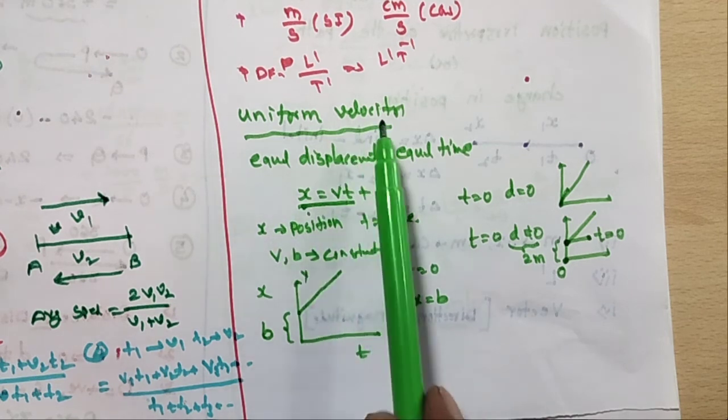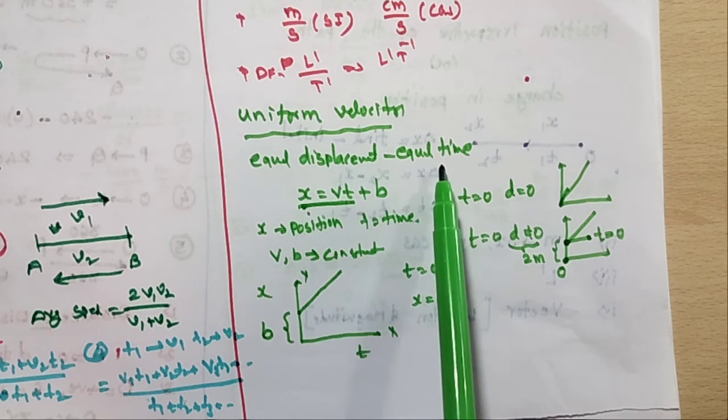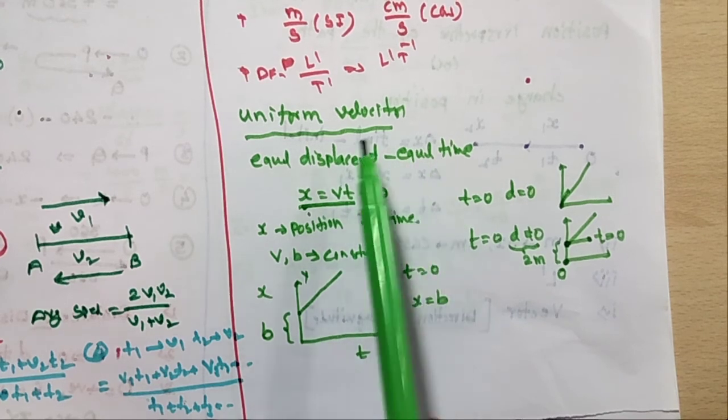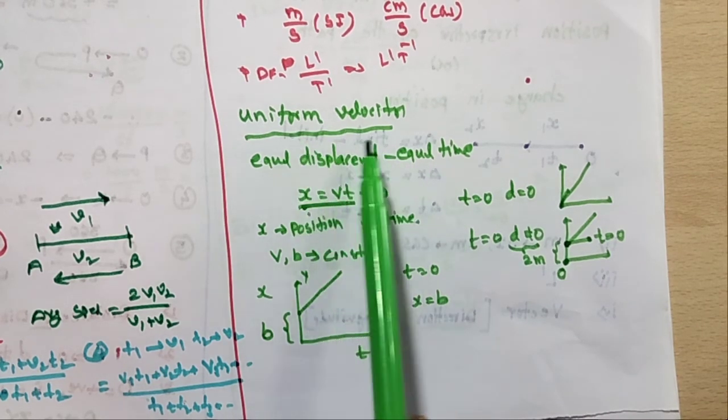So what is uniform velocity? Equal displacement in equal time. That velocity is called uniform velocity.